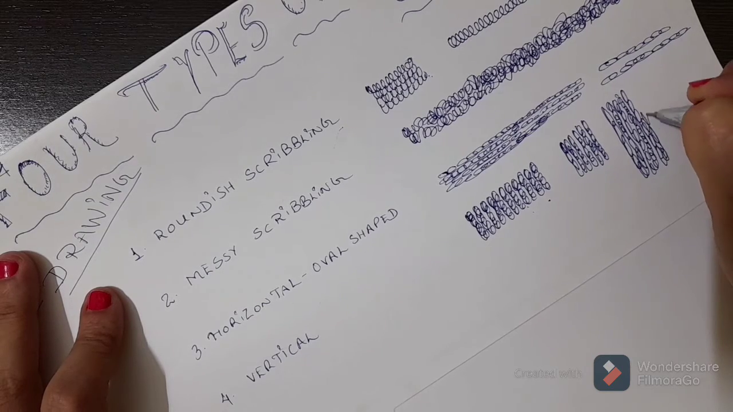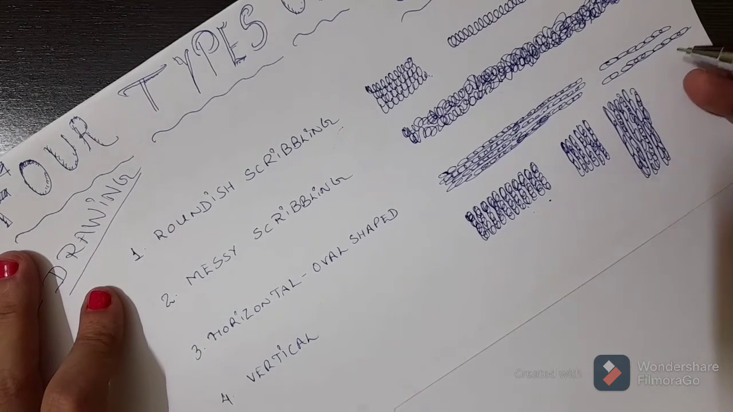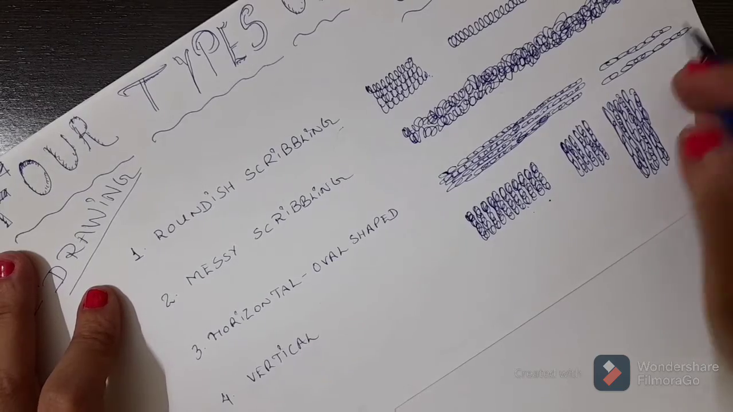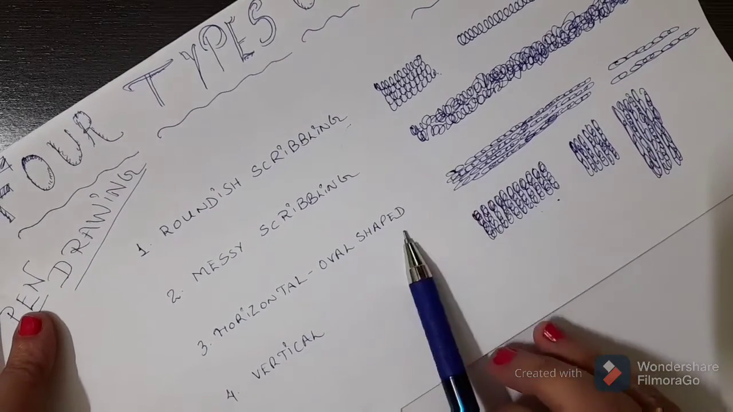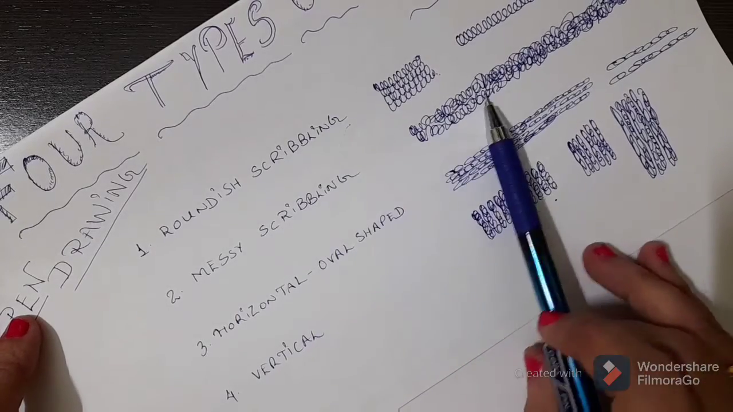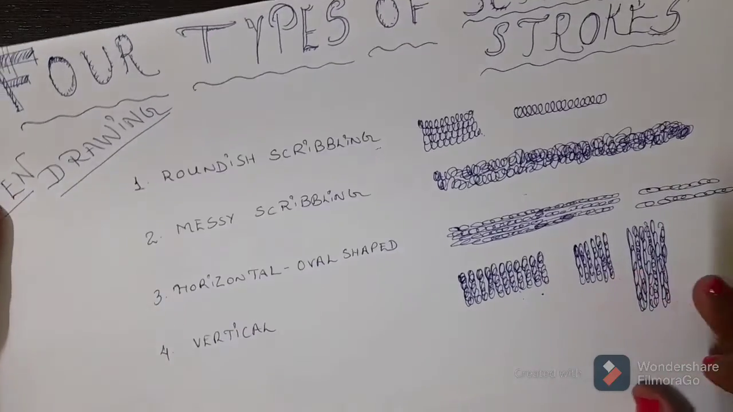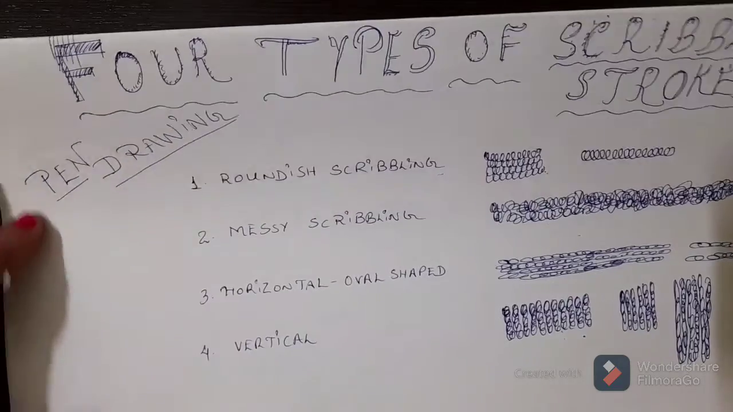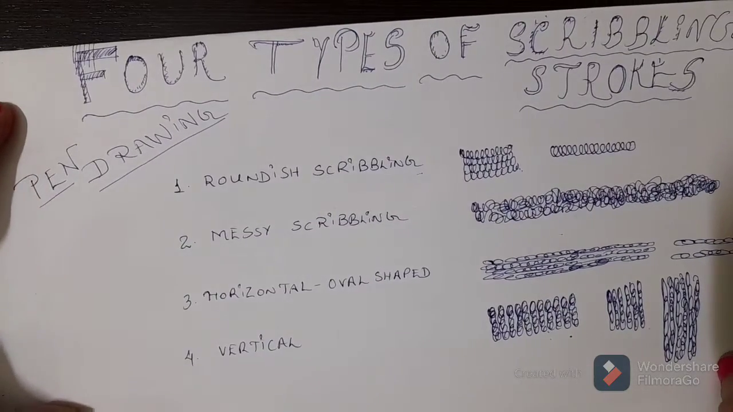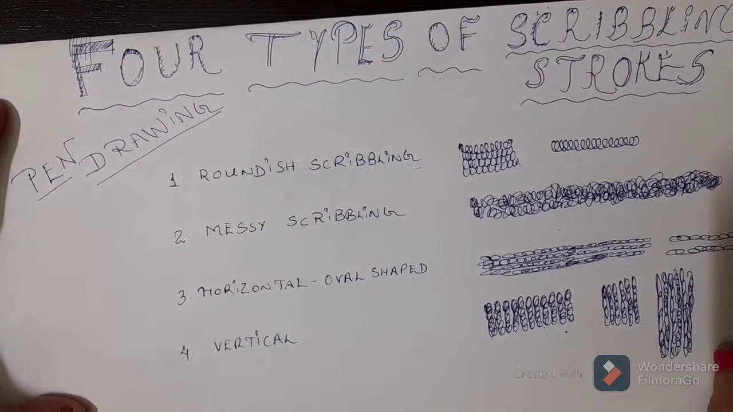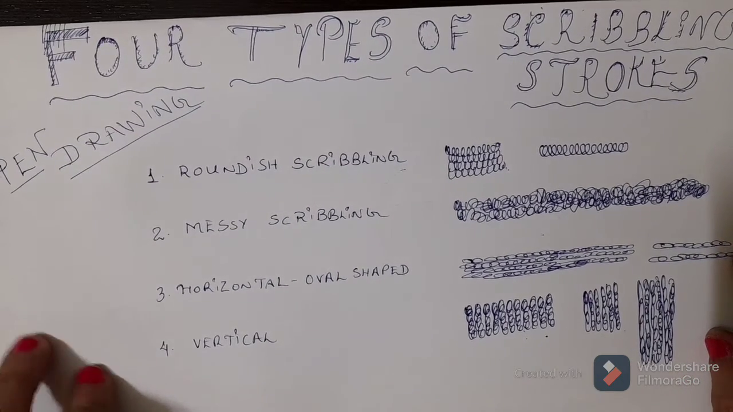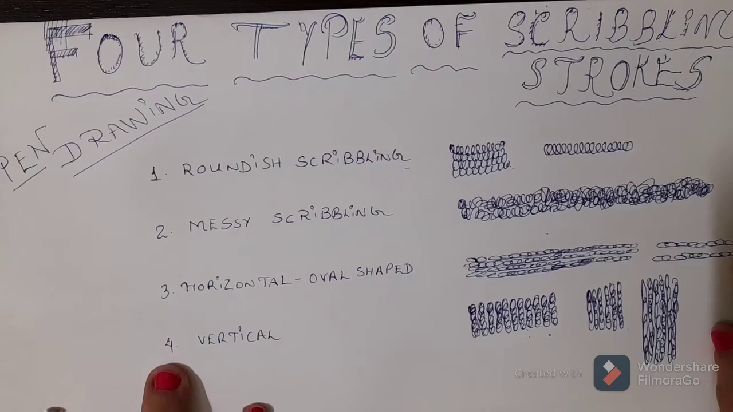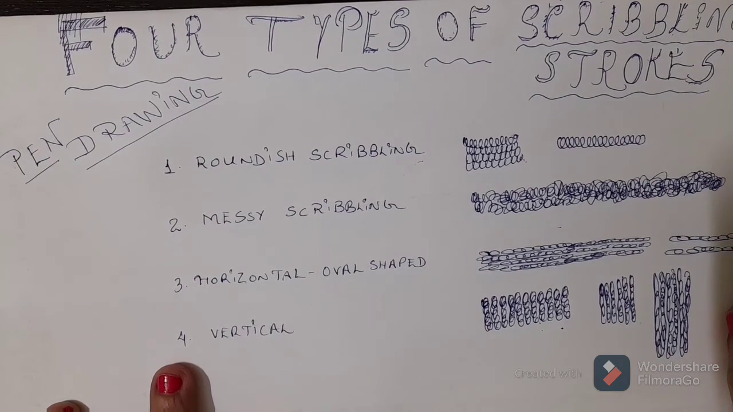These are only 4 types that I have shown you, but there are many more variations that you can create with scribbling also. So these were the 4 types of scribbling strokes that I keep practicing, and it would be good if you also practice. It will always help you in your drawings where you need to use them.